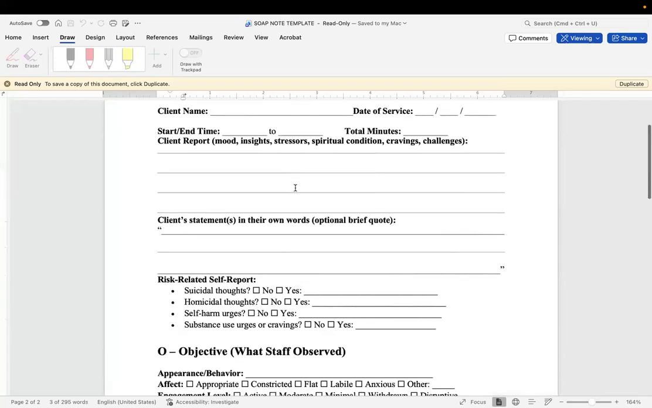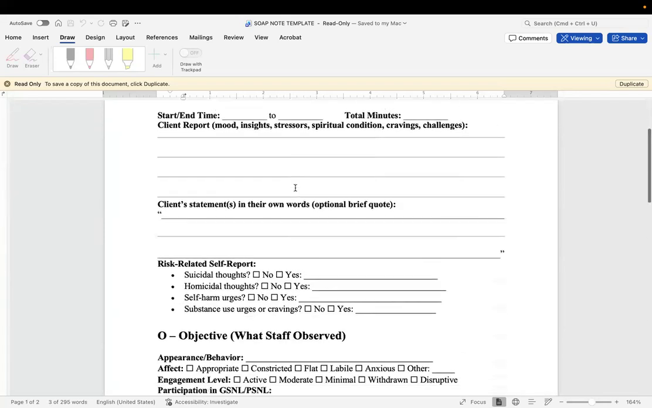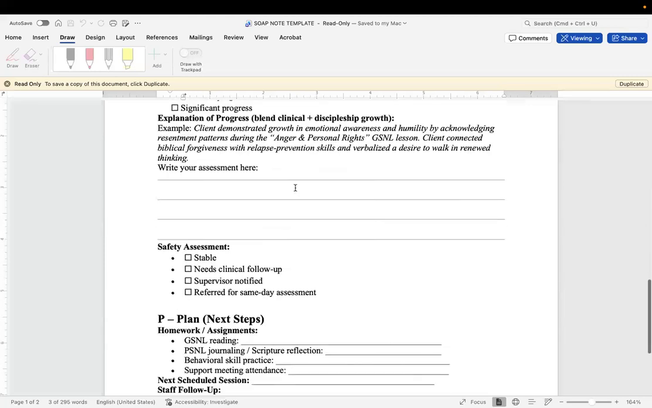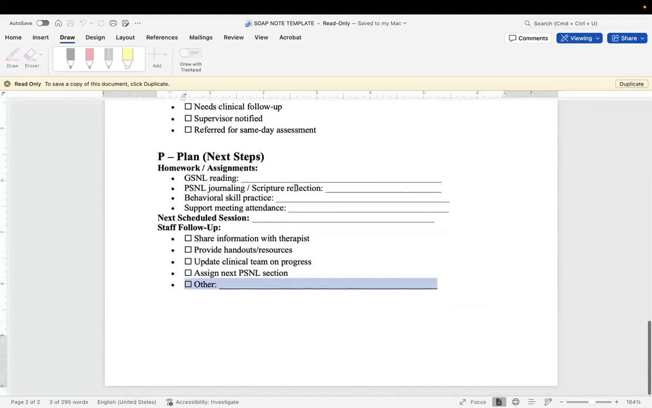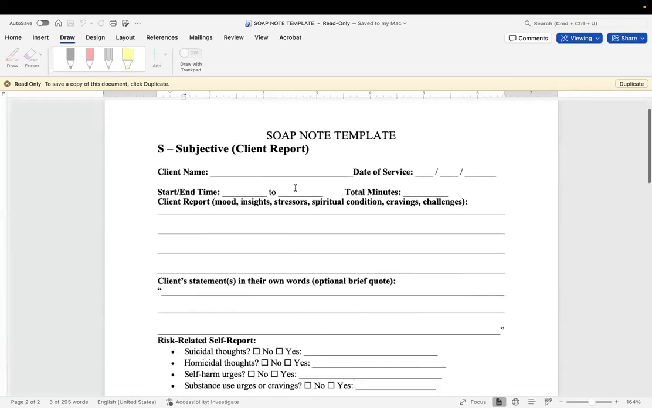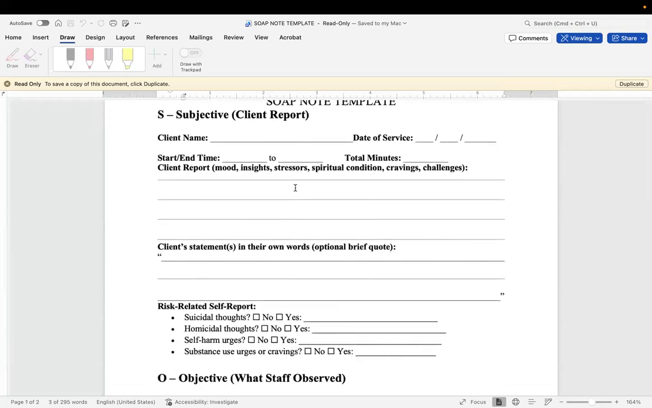So that's how you fill out this SOAP note. This SOAP note literally will probably take you less than 5 minutes per person. I'm going to go ahead and fill it out right now. So client name is Kate Riggs. Date of service is 12/1/2025. Start time was 8 a.m. End time was 2 p.m. So at that point, 6 hours times 60 minutes, so 360 minutes.